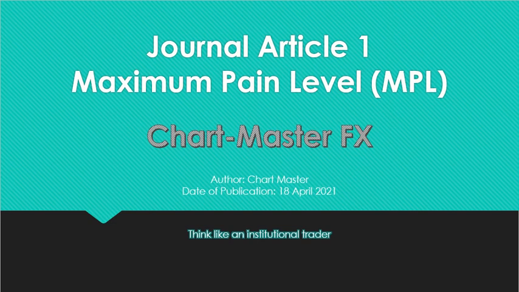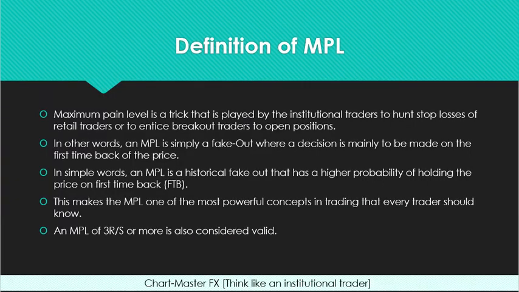So we are going to define what is an MPL. An MPL is a trick that is played by the institutional traders to hunt stop losses of retail traders, or to entice breakout traders to open positions. In other words, an MPL is simply a fake out, where a decision is mainly to be made on the first time back of the price. In simple words, an MPL is a historical fake out that has a higher probability of holding the price on first time back. This makes the MPL one of the most powerful concepts in trading that every trader should know.